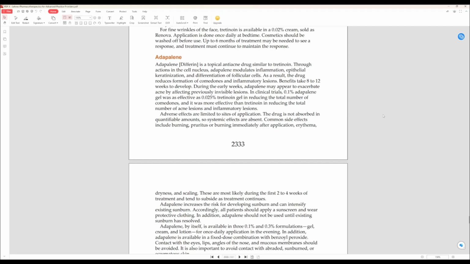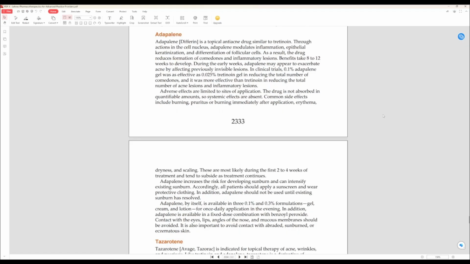These are most likely during the first 2 to 4 weeks of treatment and tend to start to subside as the treatment continues on. Adapalene increases the risk for developing sunburn and can intensify existing sunburns. Accordingly, all patients should apply a sunscreen and wear protective clothing. In addition, adapalene should not be used until existing sunburns or windburns have resolved. Adapalene by itself is available in 3 formulations: gels, creams, and lotions, for once daily application in the evening.